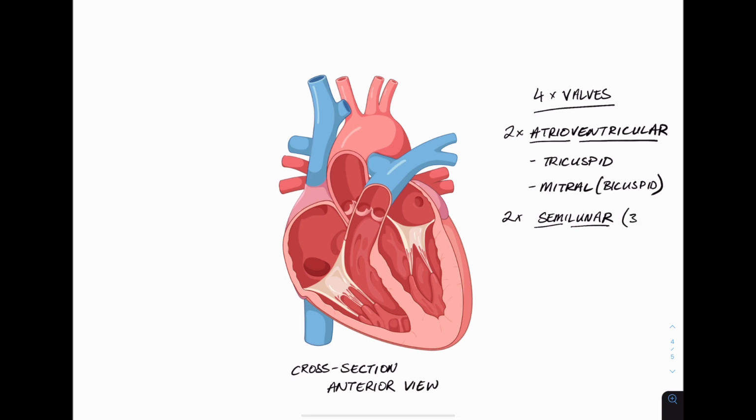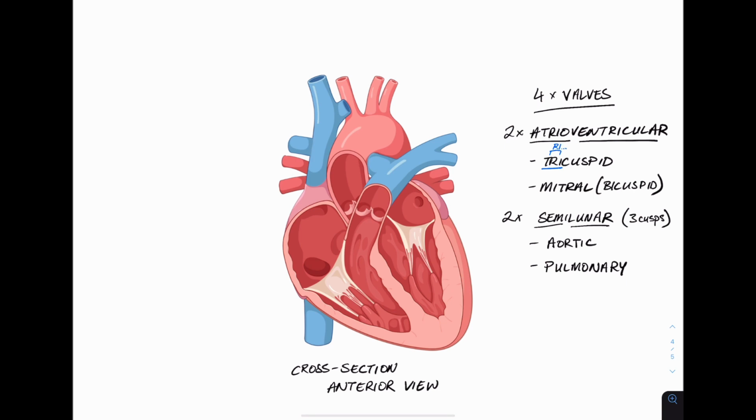The other 2 valves are called our semilunar valves. Our semilunar valves have 3 cusps, and they're named after their shape, half moon. These are our aortic and pulmonary valves. So, individually, let's have a talk about the valves themselves.